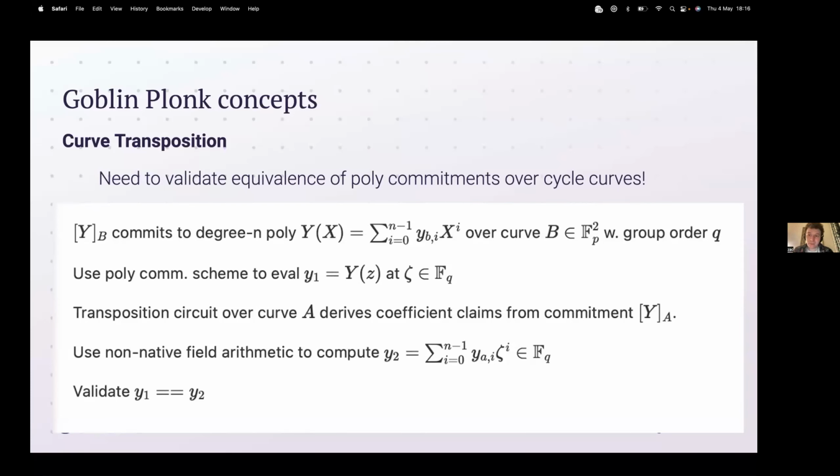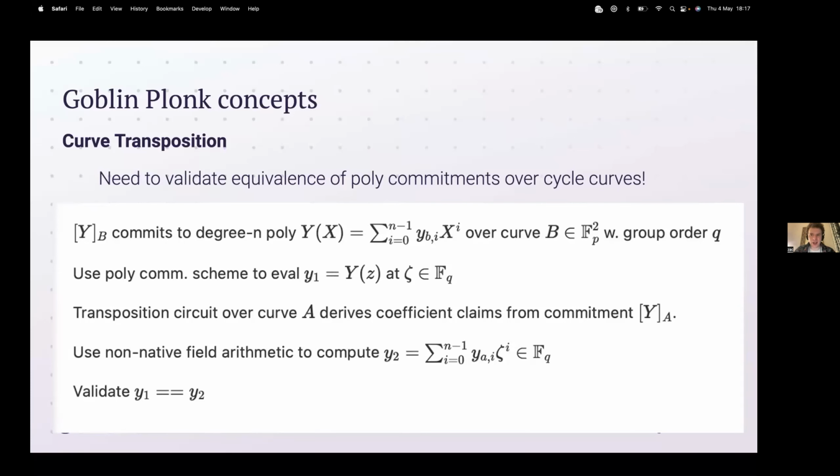And so how do you do this? Well, the trick here is that you commit to the same transcript over your cycle curve. You prove the equivalence of the two committed polynomials, the data within them, and then you construct a proof of correctness for your elliptic curve scalar multiplications in a circuit defined over your cycle curve, where all of the operations are now native scalar multiplications, not non-native. And so it reduces the complexity by about two orders of magnitude.